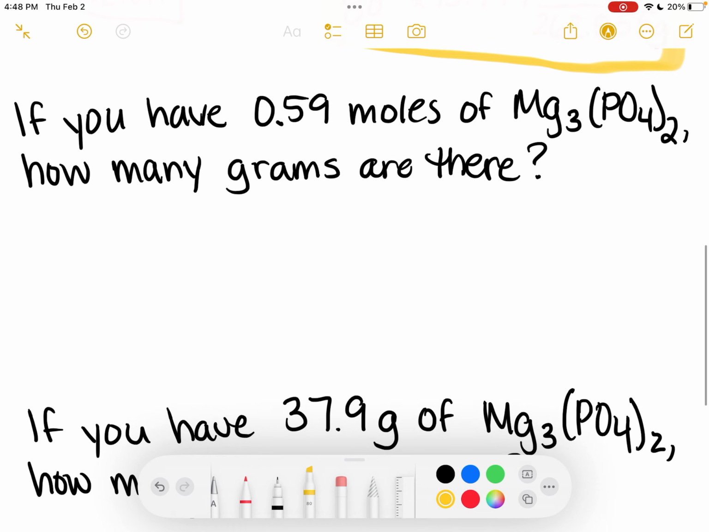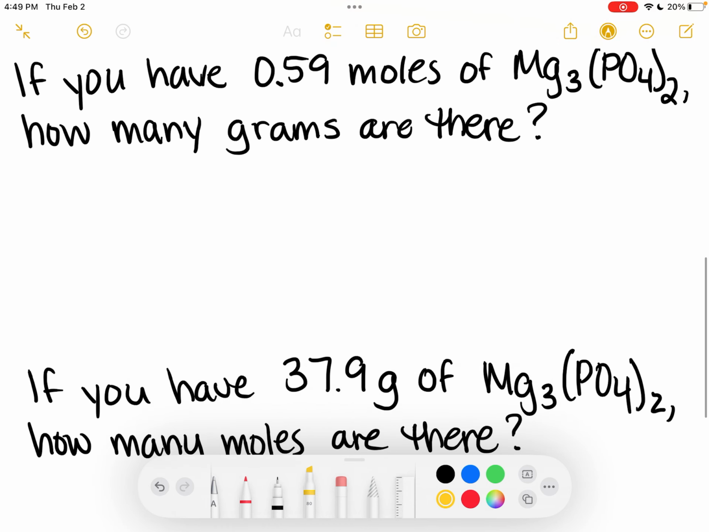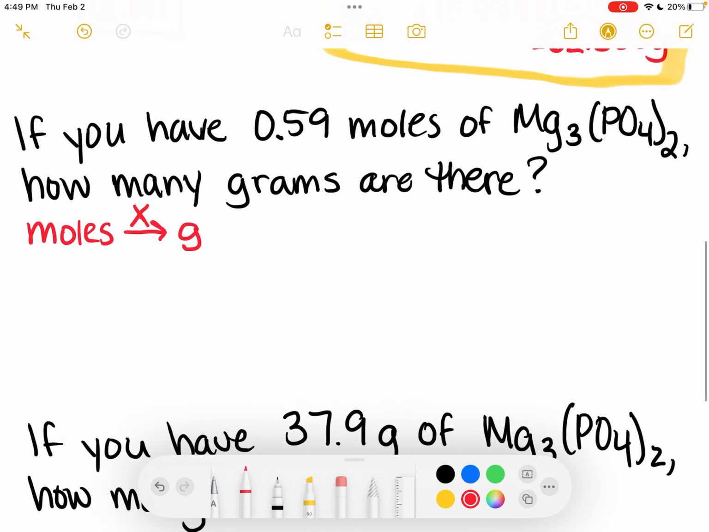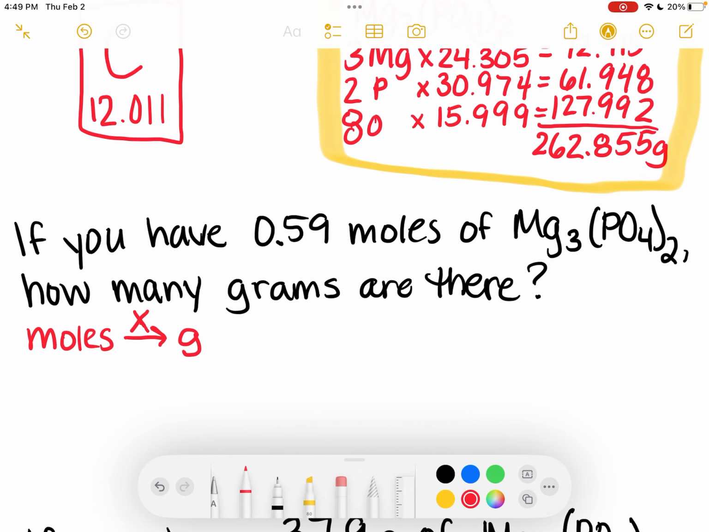So I have a question here. It says, if you have 0.59 moles of magnesium phosphate, how many grams are there? Well, I know that when I go from moles to grams, I have to multiply. And I'm going to be multiplying by its molar mass. And we just calculated its molar mass right up here.